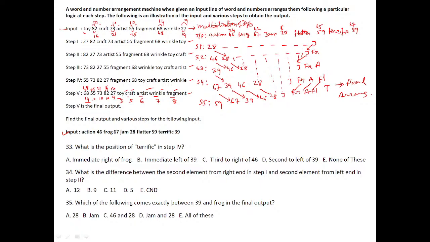See, if any question asks about statement 2, simply what we will do, we will just omit 46, 28 and J and FR. We will just omit these words and numbers, and the rest of the words and numbers given as it is in the sequence, we will just copy it here. Okay, that much is fine. Let's see if the question needs it while solving, then we will do it.